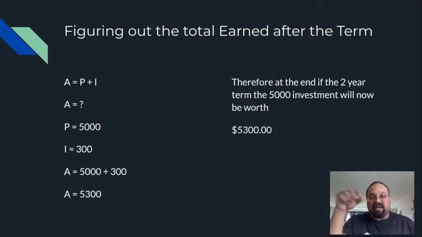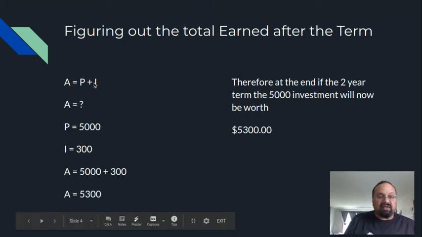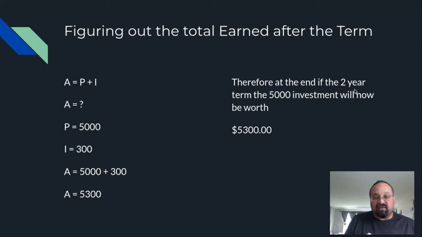Now, using the last formula, the total amount of what your money is now worth is A equals the principal plus the interest earned. So we need to figure out the A. Principal we know was $5,000. Interest we earned based on the interest rate and the time was $300. So it's A equals 5,000 plus 300. A equals $5,300. So therefore, at the end of the 2-year term, the $5,000 investment will now be worth $5,300.